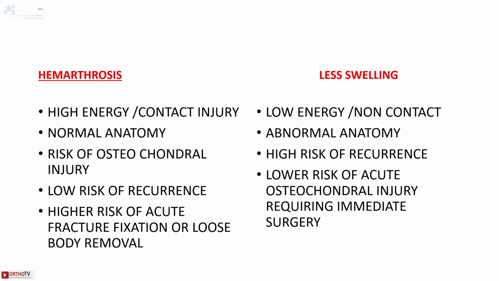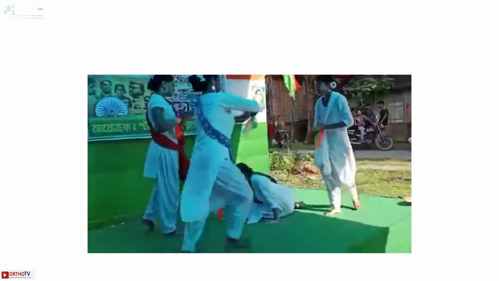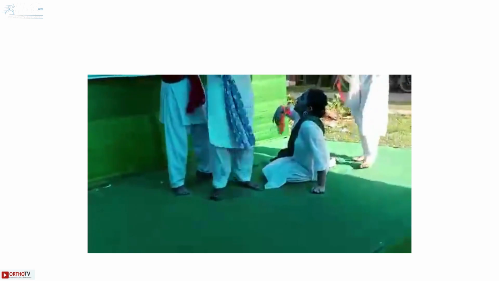So coming to smaller hemarthrosis, like less swelling. These patients have low-energy or non-contact injuries. There will be suspicion of abnormal anatomy, and this patient will have a high risk for recurrence. So this girl, if you see, is having a dislocation of the patella without injury. These patients need further evaluation.